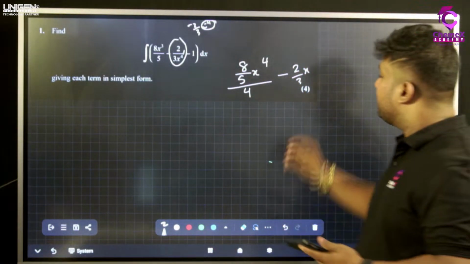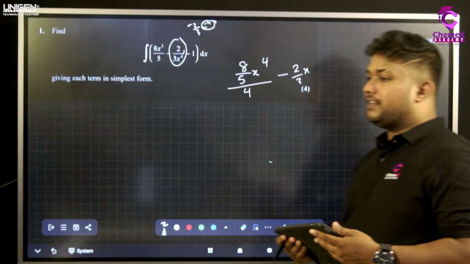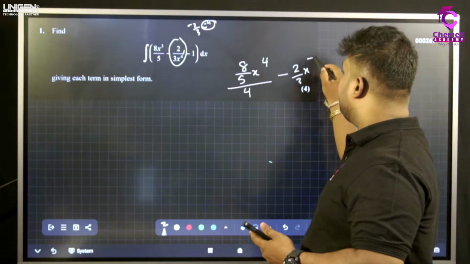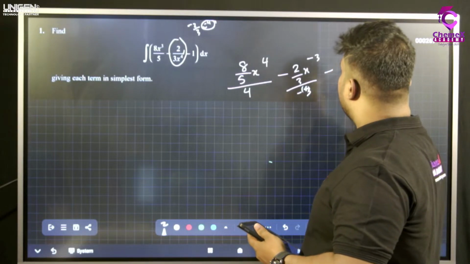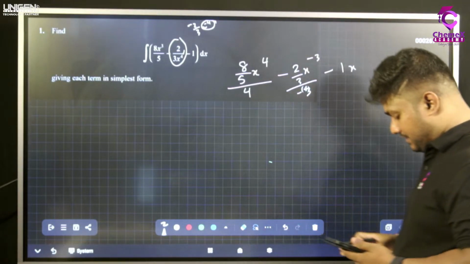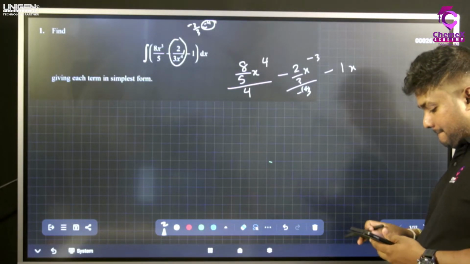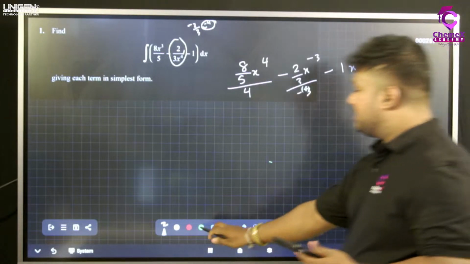Minus 4 plus 1 is what? What's minus 4 plus 1? Minus 3, divided by minus 3, minus 1x. So what do you get when you simplify this? And don't forget this term, plus c.